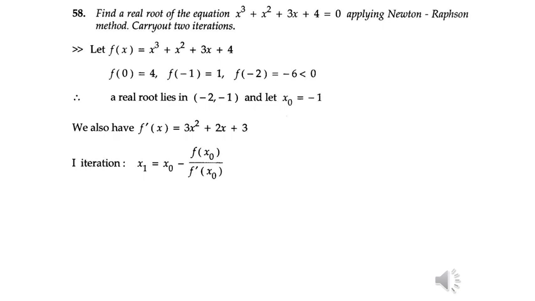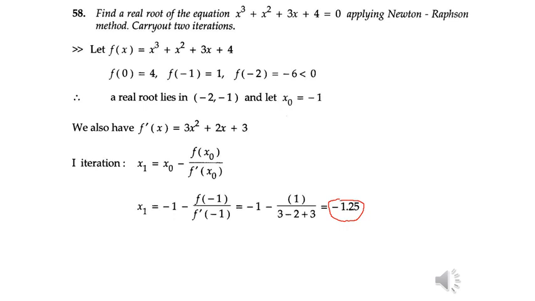So go for the first iteration, that is x1. Substitute the value of x naught as -1 everywhere in the formula, in f of x naught and f dash of x naught. We get the answer as -1.25.